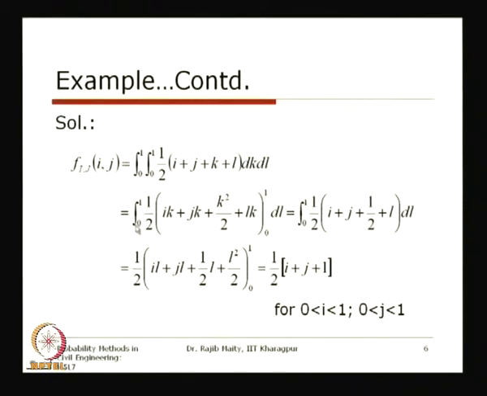Now we see that in this function, irrespective of the values of k and l, k and l should not appear, because mathematically it is obvious that we have integrated them out. So this is the marginal distribution for i and j, which is half into i plus j plus 1, for i ranging from 0 to 1 and j also from 0 to 1.